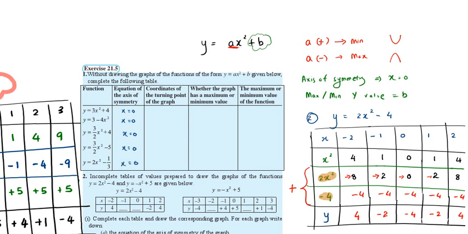Coordinates of the turning point. Before I go for the turning point, we'll write these things, maximum or minimum. So what is this here? The first graph, look at this, children. It's a 3x square, so it's a plus 3x square, which means it's a minimum. A positive value means it's a minimum. You need to look at the x square value. Here it's 3x square, a positive value, minimum. Here with x square you have minus 4x square, so minus 4x square means it's a maximum.